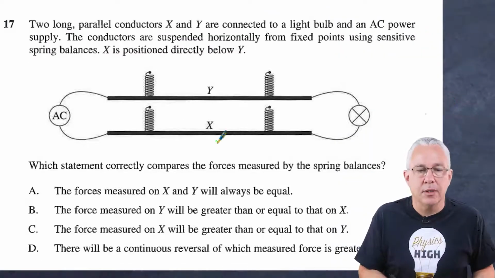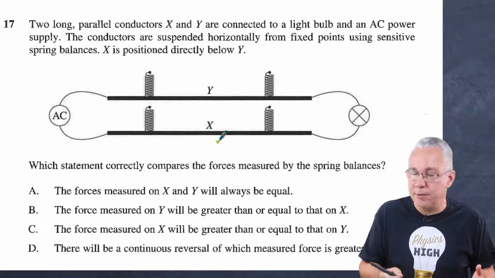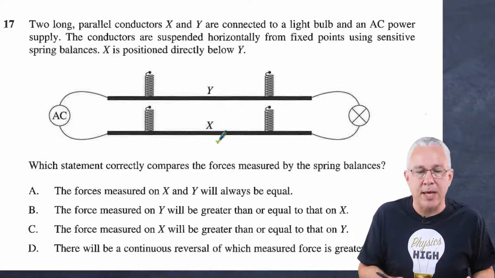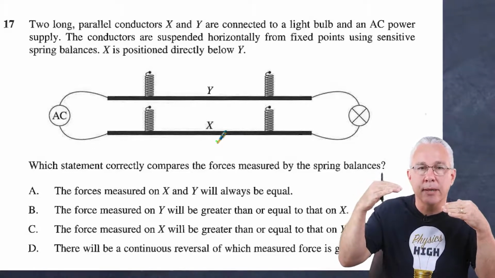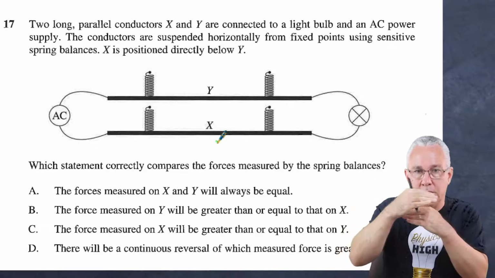Question 17. Now, look at question number 17. Two long parallel conductors X and Y are connected to a light bulb and an AC power supply. The conductors are suspended horizontally from fixed points using sensitive spring balances, and X is positioned below Y. Which statement is correct about the spring balances? Now, in essence, this is AC. So in other words, at any point in time, their currents are going to be going in opposite directions.